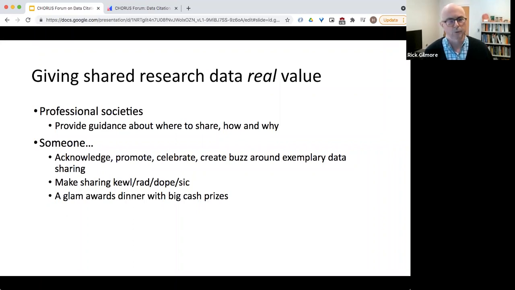And of course, researchers like me should stop finding reasons not to share and share their data. We create the scientific culture, and only we can change it. Thanks.